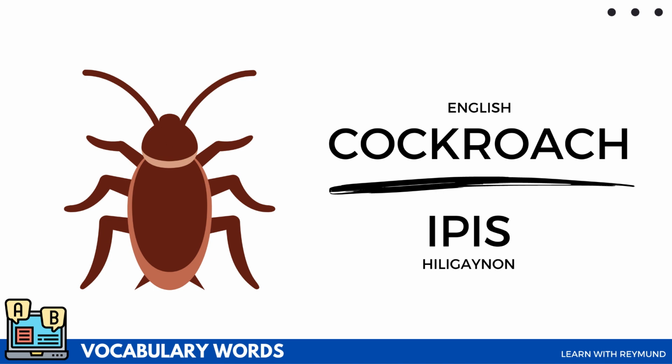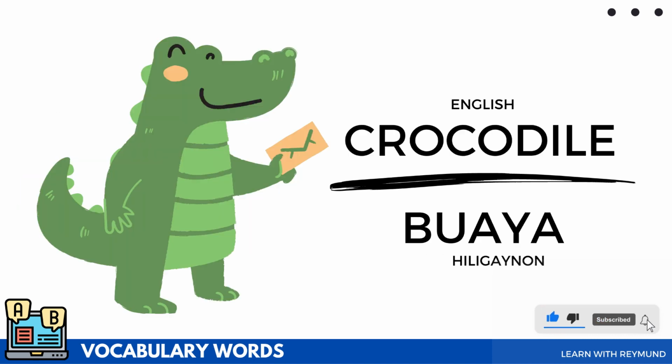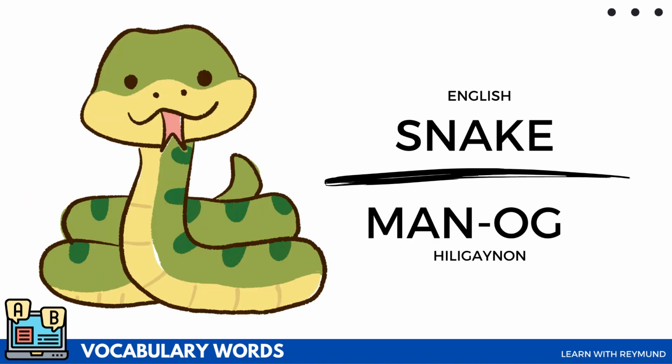Cockroach, ipis. A turkey in English, and a pabo in Hiligaynon. Turkey, pabo. In English, it's a crocodile, and in Hiligaynon, it's a buaya. Crocodile, buaya. A turtle in English is bao in Hiligaynon. Turtle, bao. It's a snake in English, and a manog in Hiligaynon.